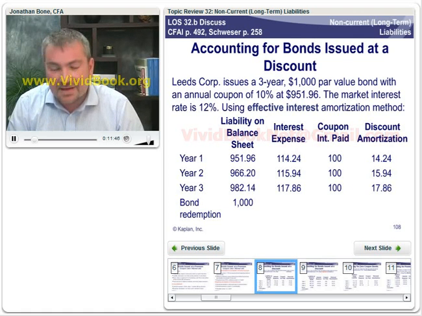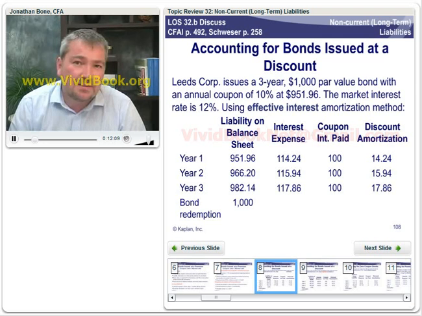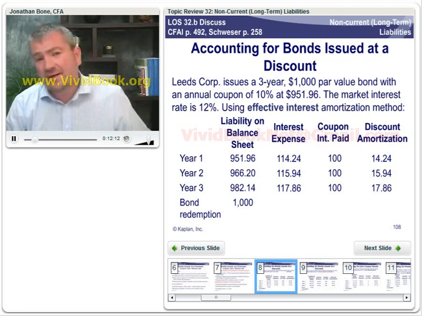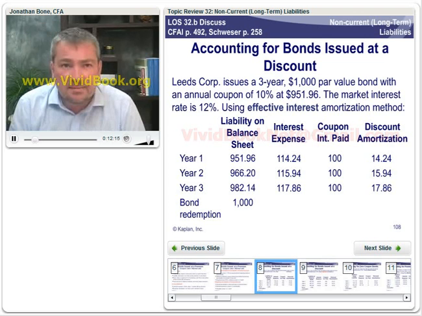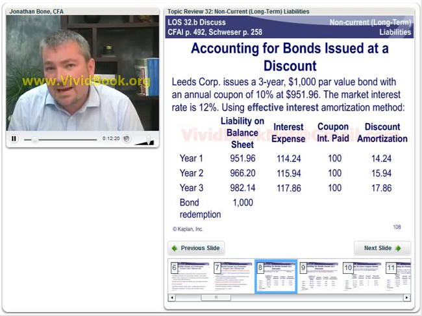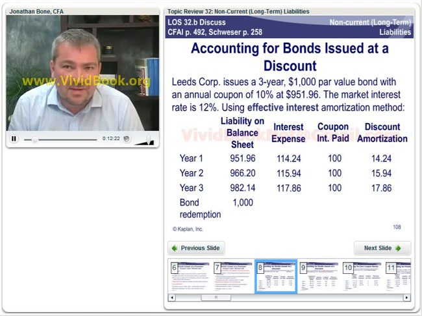If you use the time value money buttons on your calculator, you could type 3 is N, 1,000 equals the future value. We've got a coupon of 10%, so 100 equals payment. Enter the present value as 951.96 negative, present value, and compute IY, and you can see we get 12%. Okay, in other words, the market rate of interest at the time of issuance is nothing more than the yield to maturity on the bond. Now note we are assuming an annual pay bond for this example.